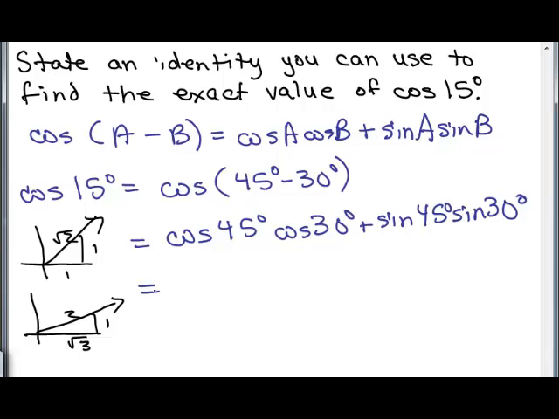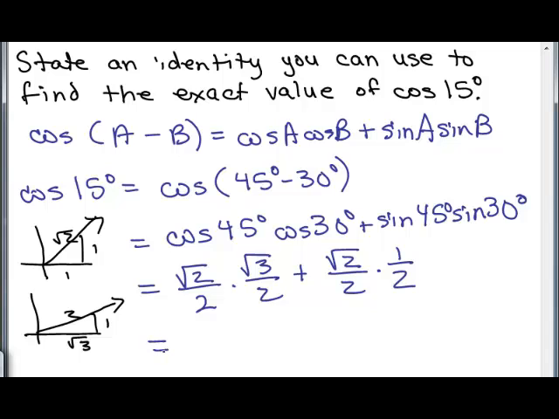Okay, so the cosine of 45 degrees would be 1 over square root of 2, right, x over r, which I'm going to rationalize the denominator and write as square root of 2 over 2. The cosine of 30, x over r, is square root of 3 over 2. All right, sine of 45 is also square root of 2 over 2. And the sine of 30, y over r, is 1/2.